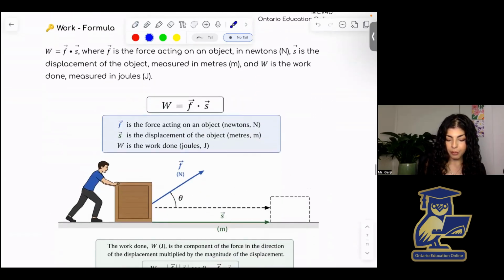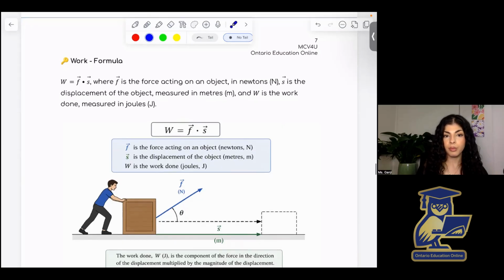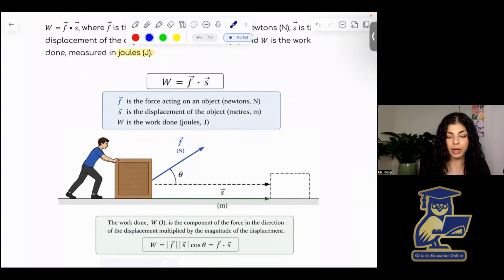So to give you a formula now for work, work is given by vector F taking the dot product with vector S. Vector F is the force acting on an object, in newtons. And vector S is the displacement of the object, with respect to direction. So have we moved right, left, up, down, east, west? Where have we moved? And so W, which is N times M, is the work done, and it is measured in a new unit, which is joules. And again, because work is F dot product S, this is a scalar value.